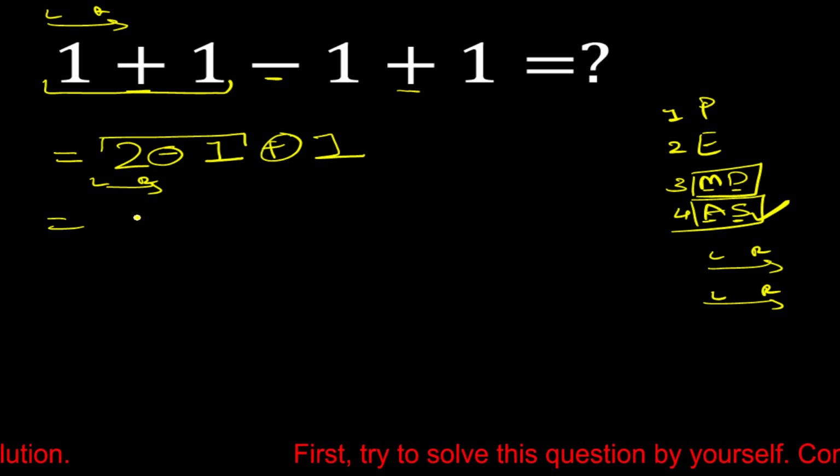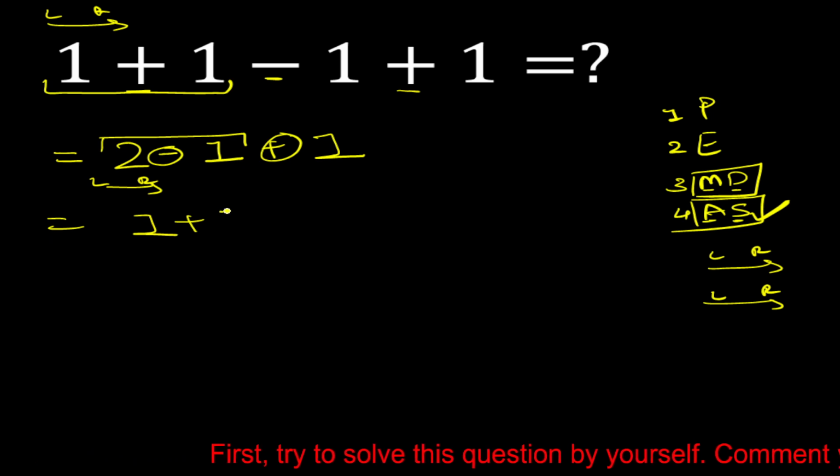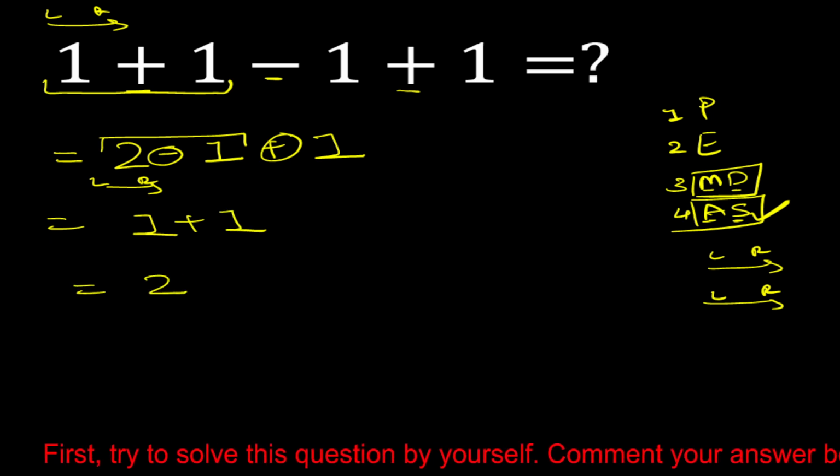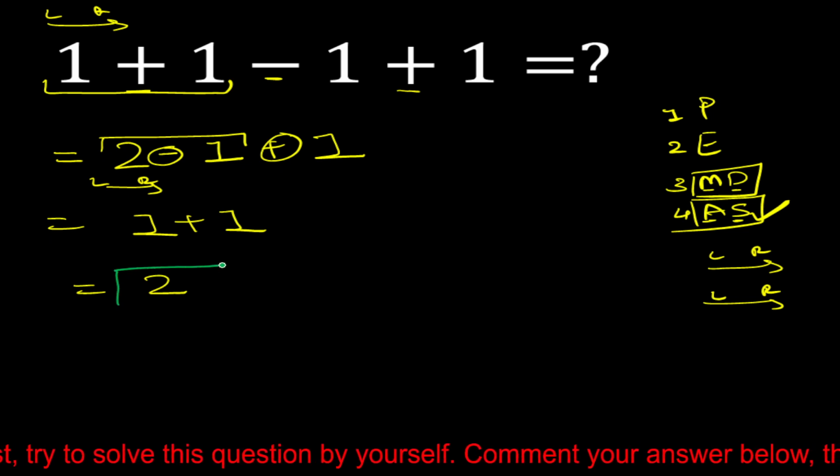So 2 minus 1 is equal to 1, plus 1. Now 1 plus 1 is equal to 2. So the correct answer is 2.